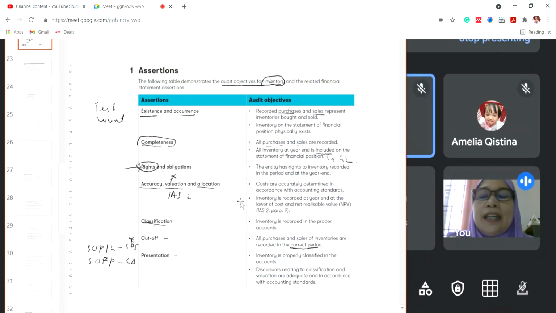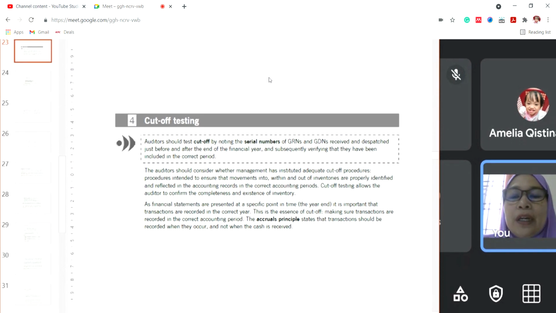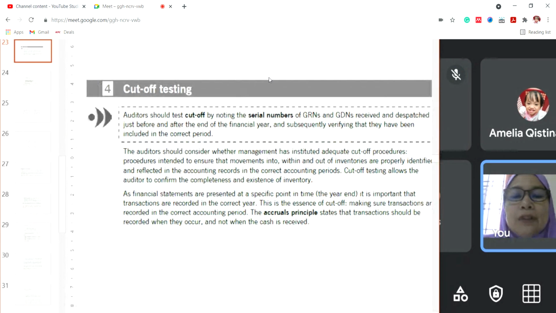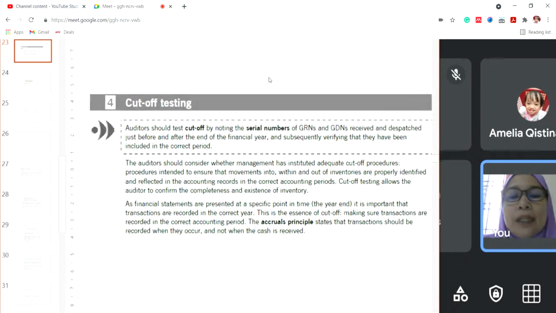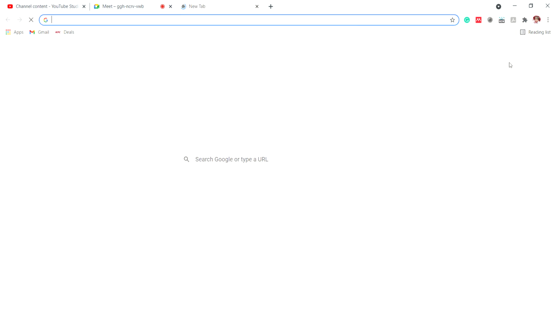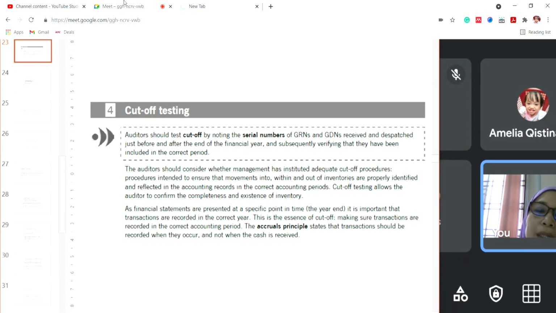Okay, good. So we are focusing on test of cut off testing today. Actually it's the same as what you have in the book, cut off testing. So why does the auditor perform the cut off? Any idea, class? Why do you think the auditor performs the cut off?